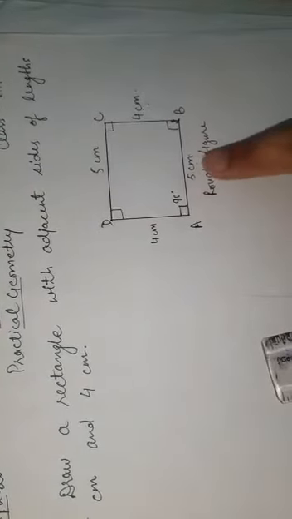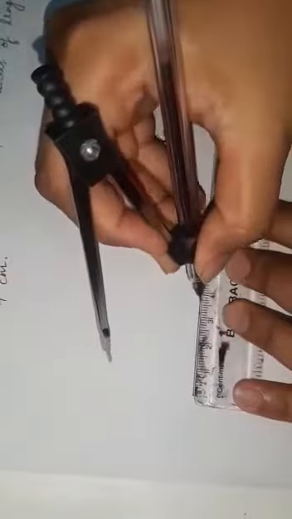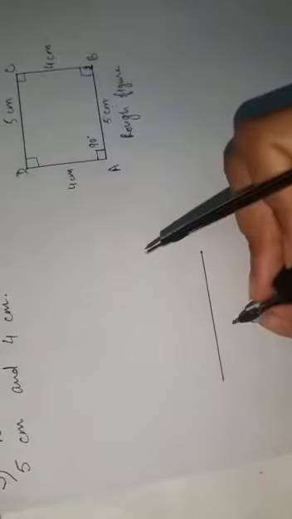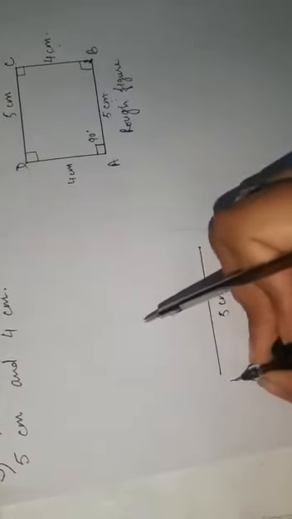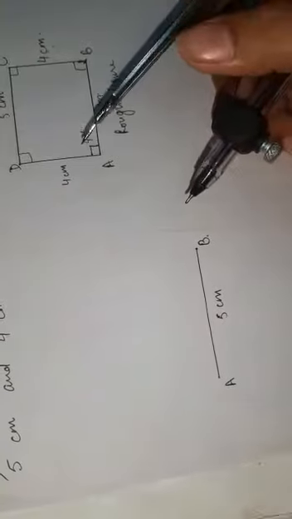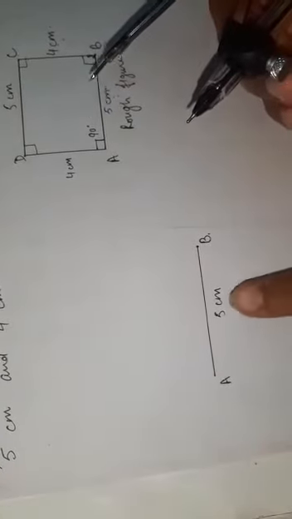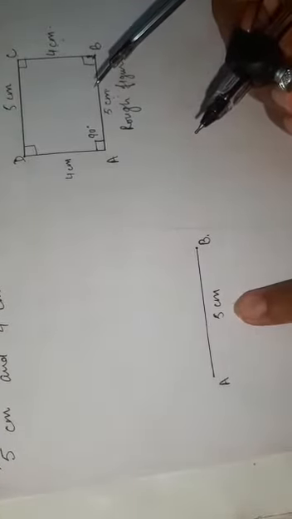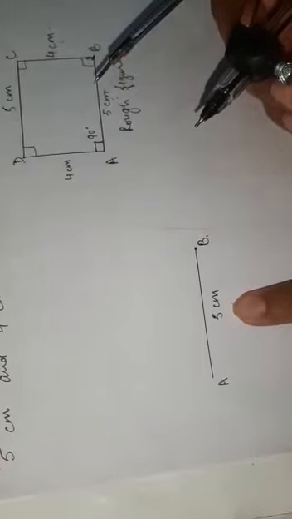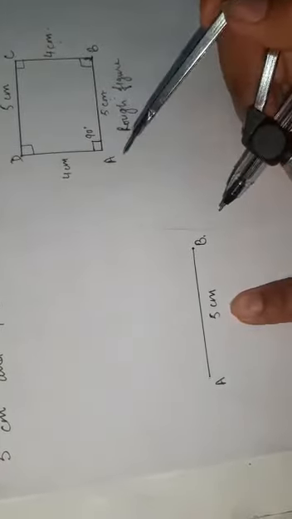AB is 5 centimeters, so we'll draw a line segment of 5 centimeter length. This is a line segment 5 centimeters. Name it AB. I have used a pen here to make it visible, but you are not allowed to use pen for drawing the figure. Okay, draw the figures using pencil only.